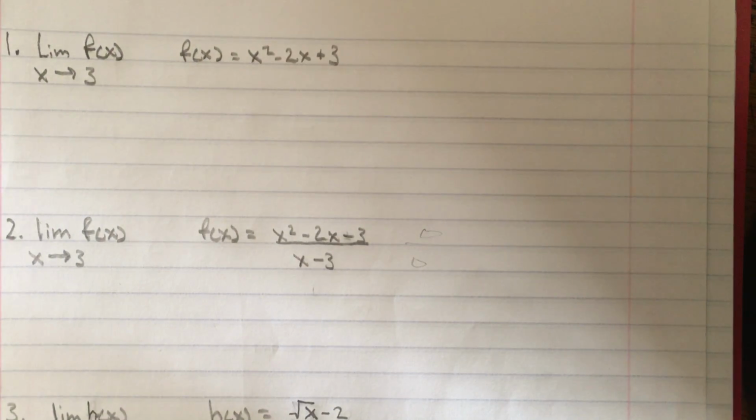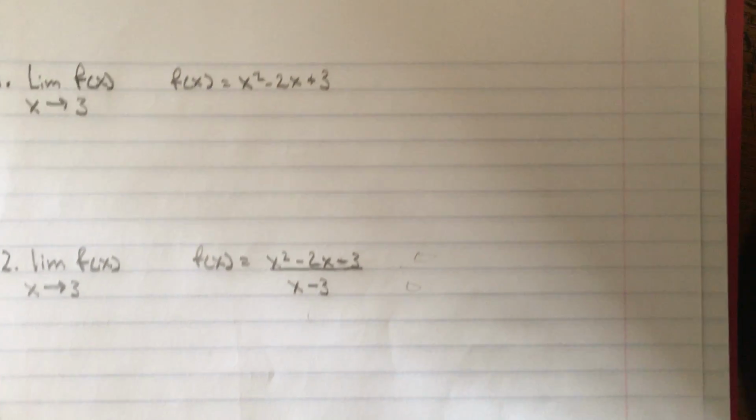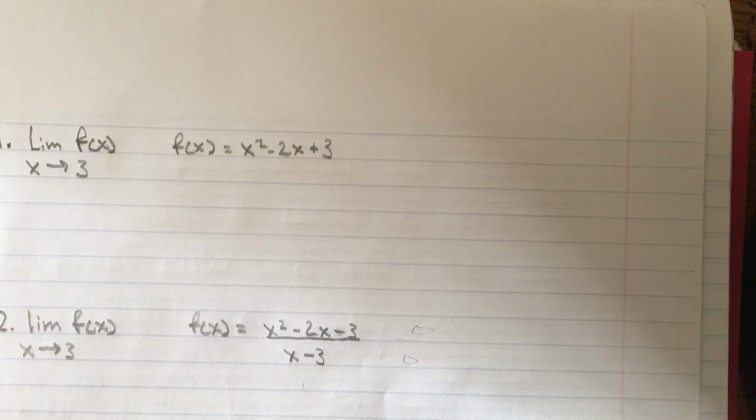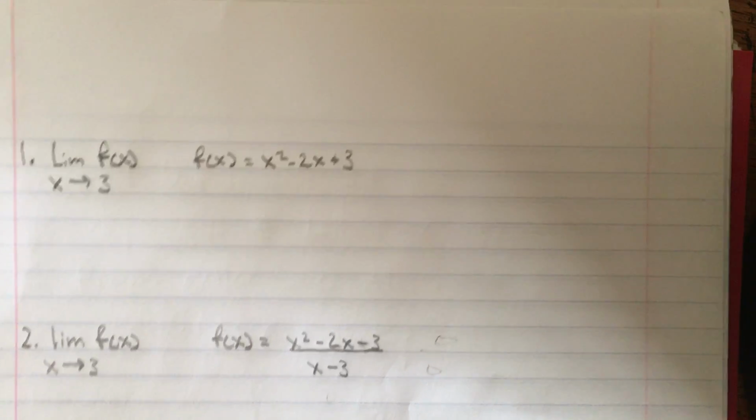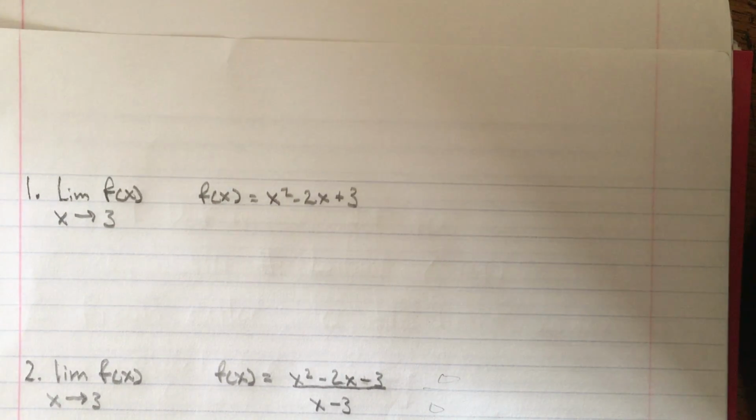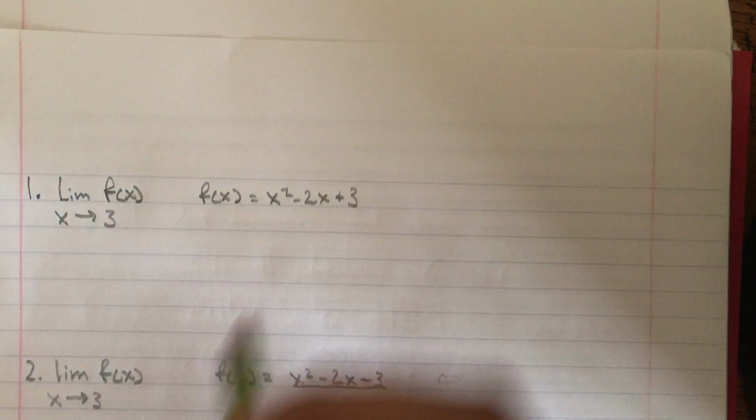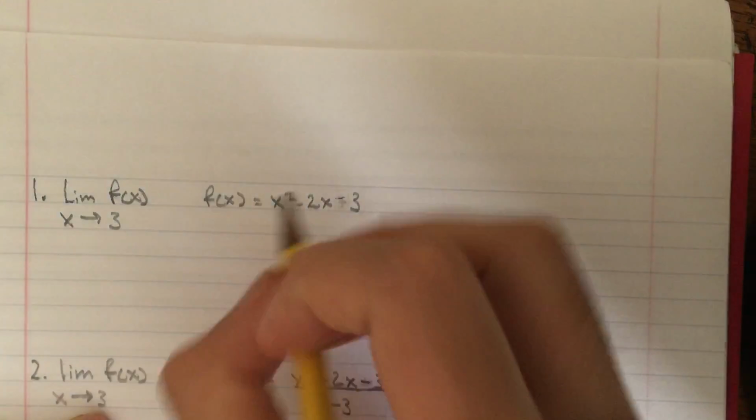Now, there won't always be a function or a graph to find the limit of a function. In most cases, there will just be an equation, such as these examples right here. Let's start with number 1, where we are trying to find the limit of f of x as x approaches 3, where f of x equals x squared minus 2x minus 3. I don't know why it says plus.